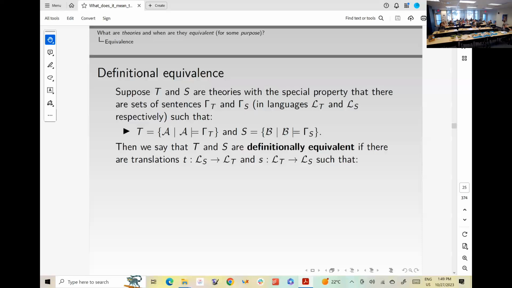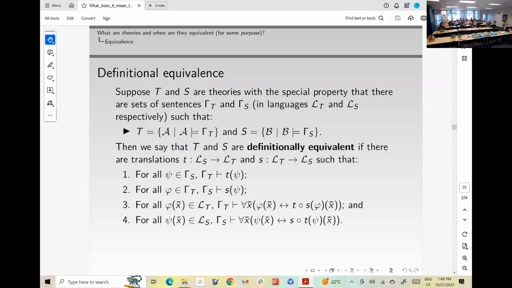Okay, so then we say that these theories are definitionally equivalent if we have translations from the language of S to the language of T, and going the other direction from the language of T to the language of S, such that, this is going to be a bit messy, but I'm going to tidy this up in the next slide. So what this says is everything S can prove, T can prove, and everything T can prove, S can prove through the translations.